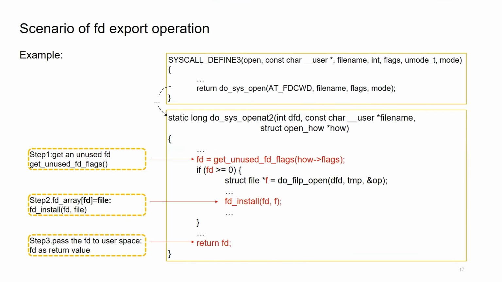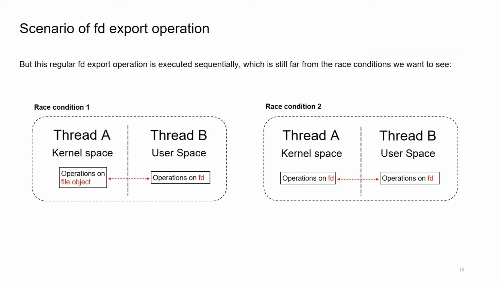Here is a typical example. As you can see, the implementation of syscall open is the scenario we are talking about. A file object is created, and this file object gets exported as an FD to the user process through the FD export operation. But this regular FD export operation is executed sequentially, which is still far from the race conditions we want to see. So let's review the scenario to make sure we are not missing something.